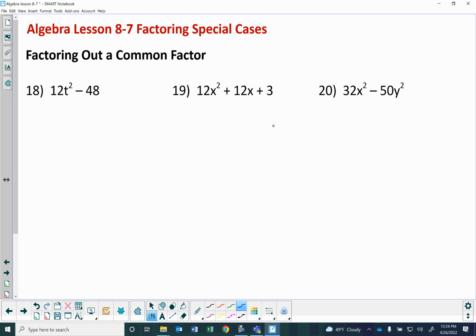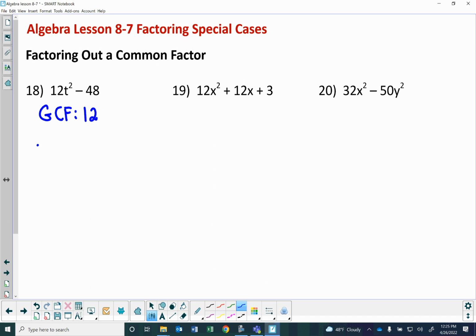Okay, now we're going to do some problems that we've done a little bit before, which is you have to take out a common factor first, because none of these are perfect squares if I look at them. Now these could be any of the special cases we just went through today. They could be a trinomial square, or it could be the difference of squares. So if I look at the first one, 12t squared minus 48, the greatest common factor looks like it's 12.